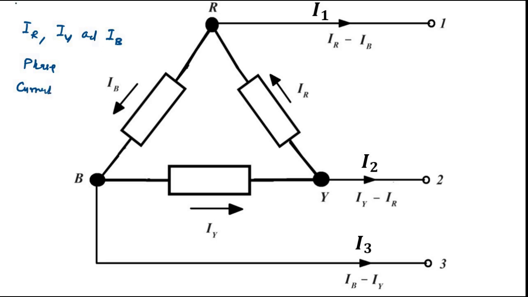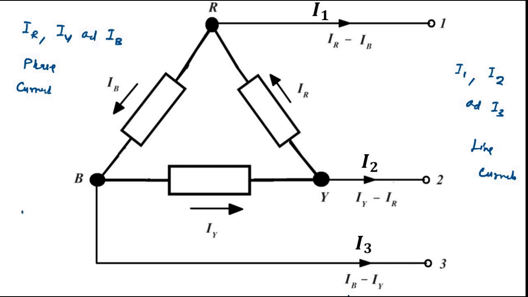And these are the lines that are taken: point 1 taken from the red point, point 2 taken from the yellow point, and point 3 taken from the blue point. These are the respective line currents, I1, I2 and I3. Their relationships are I1 is equal to IR minus IB, I2 is equal to IY minus IR, I3 is equal to IB minus IY.